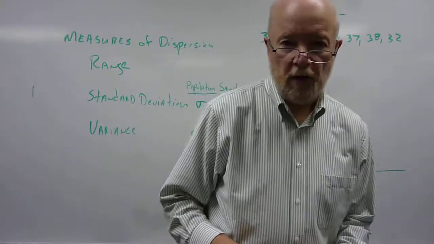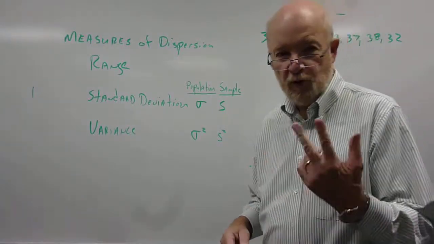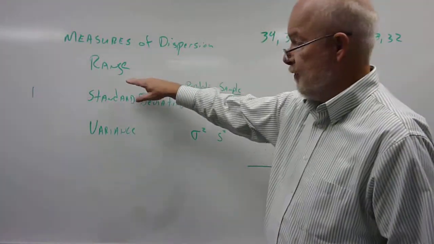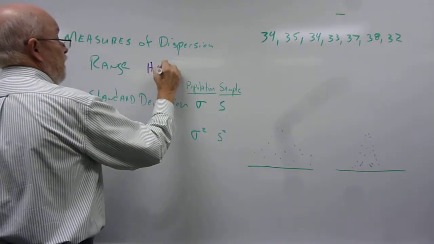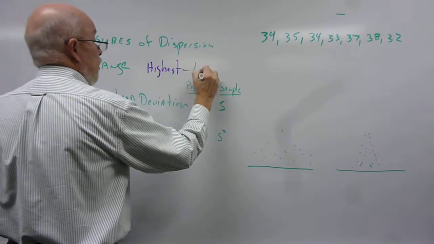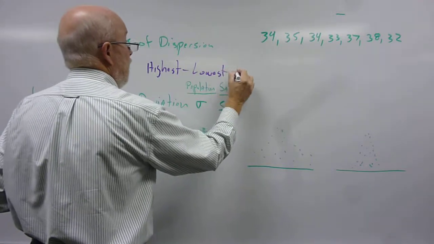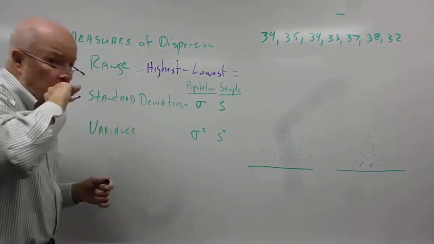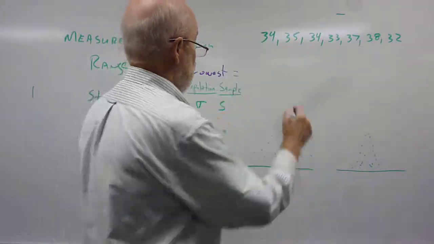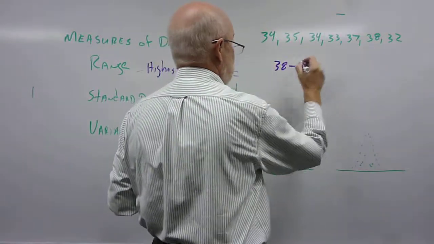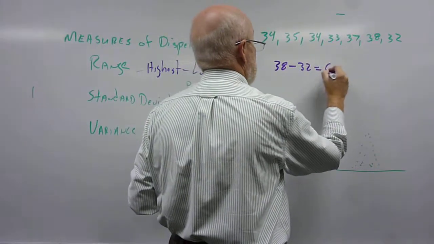In this discussion, we're going to talk about measures of dispersion, and we have two measures that we're going to look at. The first measure is the range, and the range is simply the highest value minus the lowest value, and that equals the range. If we look at our data set that we used in the earlier problems, we see that the highest value is 38 and the lowest value is 32, and that gives us a range of 6.